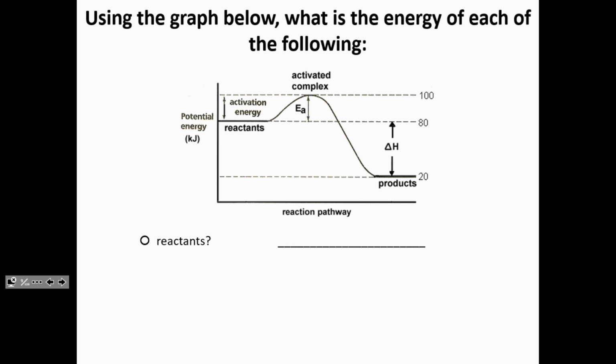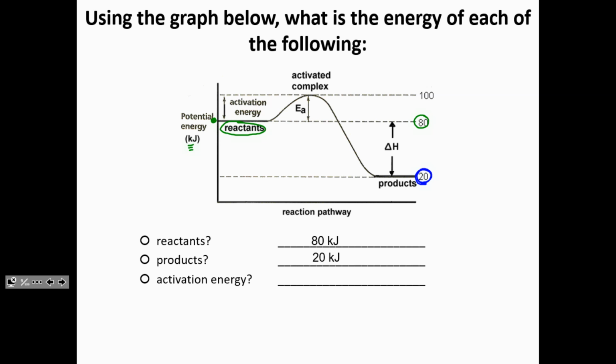So we're going to use these potential energy diagrams in order to answer a few questions. So using the graph below, what is the energy of each of the following? So what is the energy of the reactants? 80 kilojoules. Well, how do we get that? The reactants are here, always on the left. And if we look at where the line is, where our reaction starts, it starts at 80 kilojoules of energy. How did I know it was kilojoules? The y-axis told me here on the left. How about the energy of the products? Well, my final product resting energy is at 20.